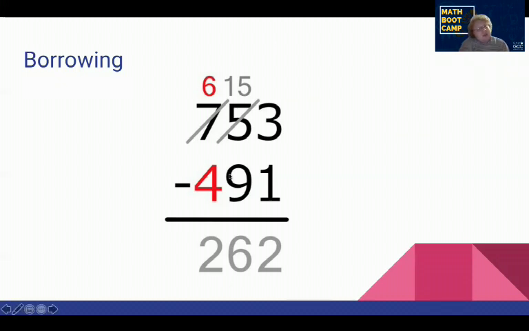In this problem here, we have 753 minus 491. 3 minus 1 is 2, no problem. But 5 take away 9, that's a bit more problematic. So we're going to borrow. Take 1 away from 7 and get 6, and add 10 to 5. When we do that, we're going to get 15. And now, 15 minus 9, we can do that. There are 6 left over.